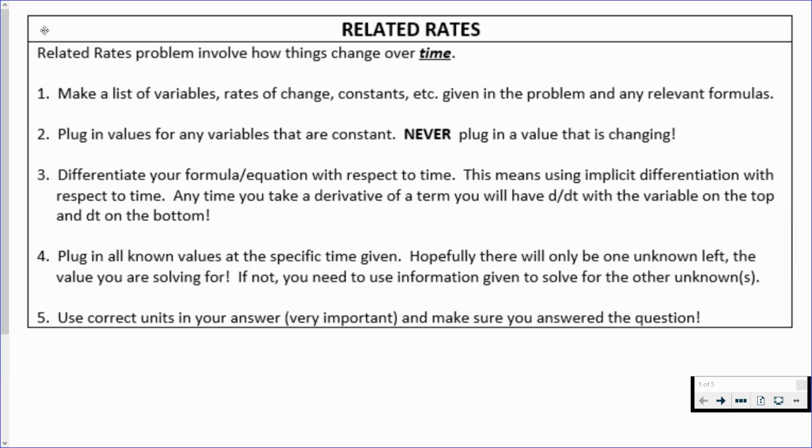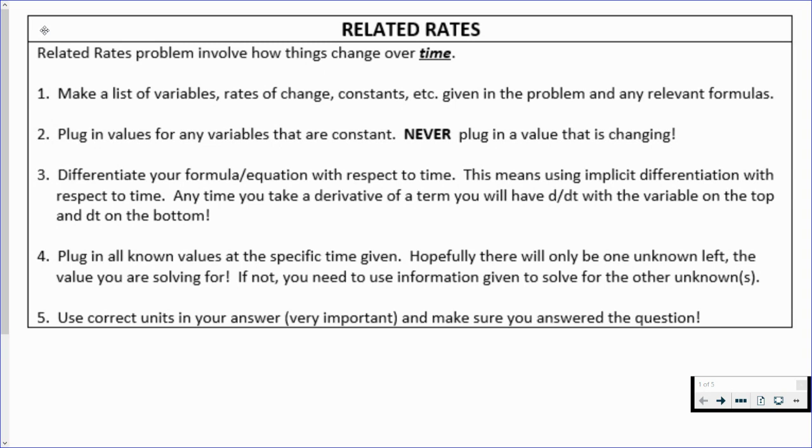Here are some guidelines for related rates problems. Make a list of the things that you don't know, the rates of change that you're given, constants, and any formulas that are important. If they mention the volume of a sphere, then you're going to have to write your volume of a sphere formula, for example. Second, plug in any values for variables that are constant. You do not plug in a variable that is changing, but if you have a variable that is constant, you can go ahead and plug that in.